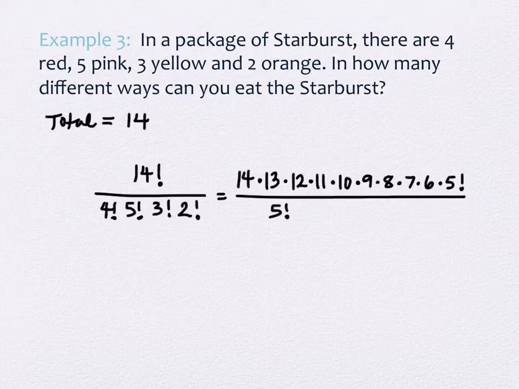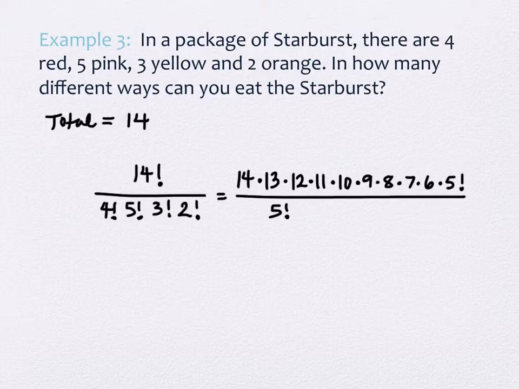So I could write out 5, 4, 3, 2, 1 on the top, and I can write out 5, 4, 3, 2, 1 on the bottom, but do you recognize that the 5, 4, 3, 2, 1 on the top and the bottom would cancel? So 5 factorial on top and 5 factorial on bottom will also cancel. But they have to be perfect matches, not just divisible by each other, like fractions typically are.